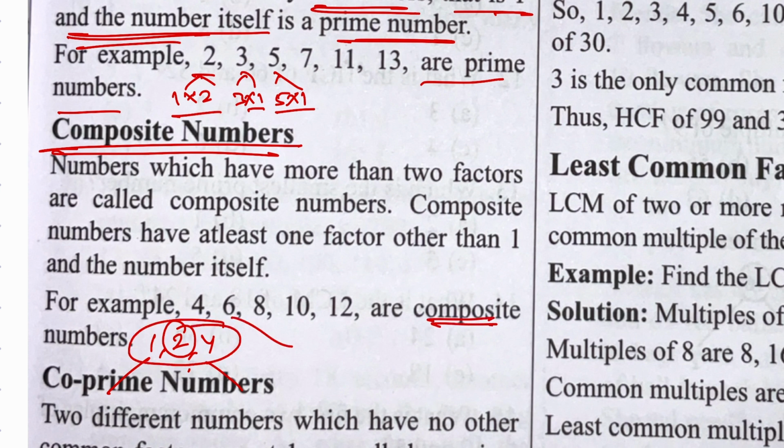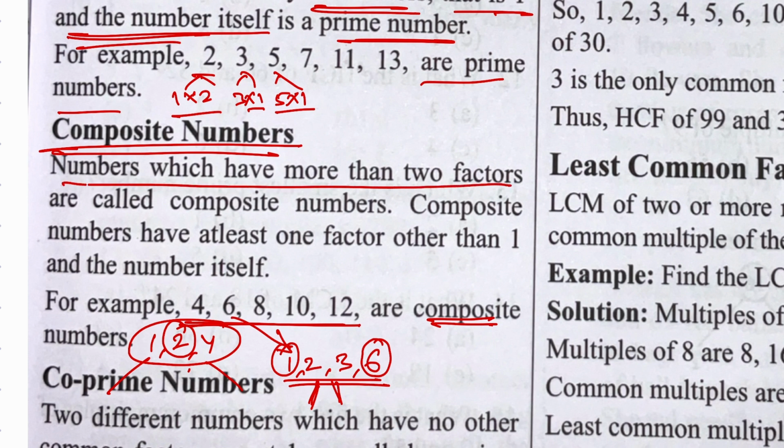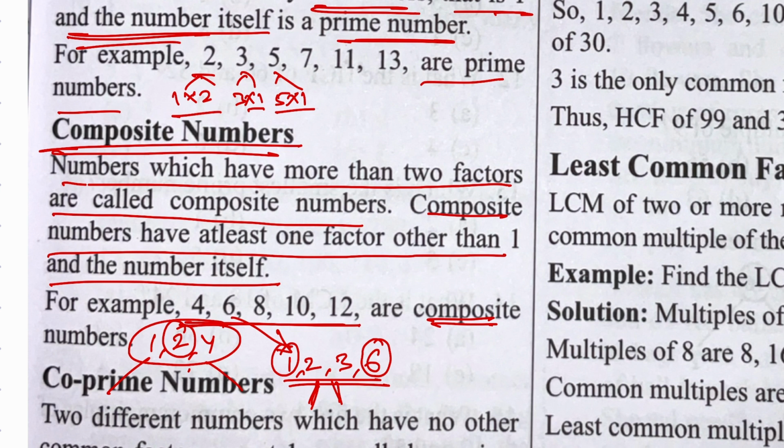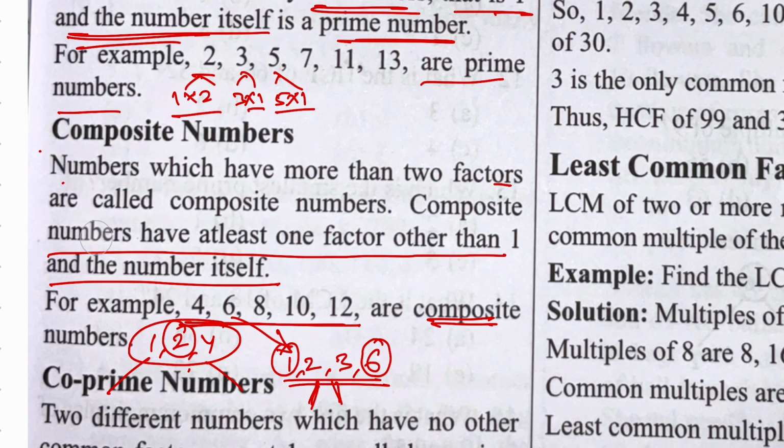Getting the point? Now 6. What are the factors? 1 and 6, 2 and 3, so 1, 2, 3, 6. So these are all the factors of 6. That means other than 1 and that number itself, we have other factors also. So these are all composite numbers. A number which has more than two factors is called a composite number. A composite number has at least one factor other than 1 and the number itself. Getting the point? Yes or no?